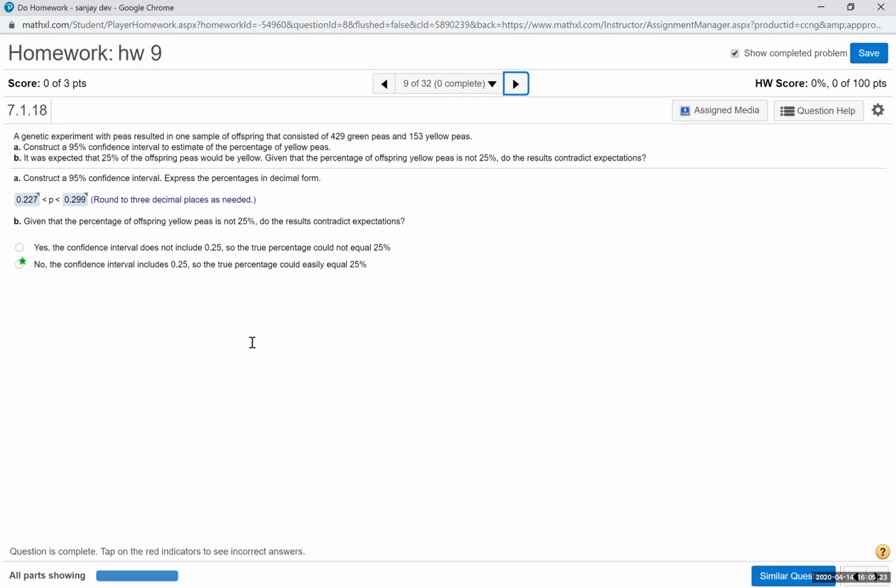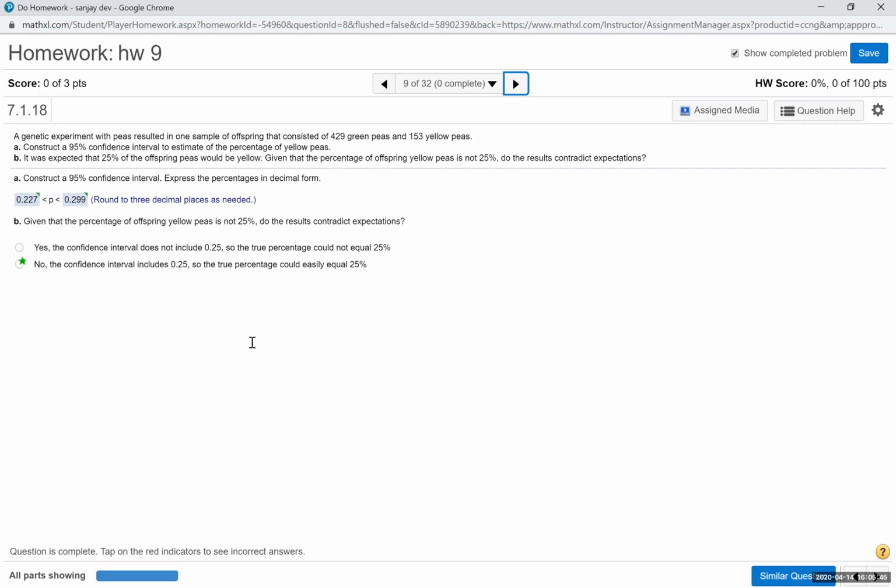582, the total. The total peas is the both of these together added. So X is 153, N is 582, C happens to be 0.95, and you get this answer. It was expected that 25% of the offspring peas would be yellow. Given that the percentage of offspring yellow peas is not 25%, do the results contradict expectations?